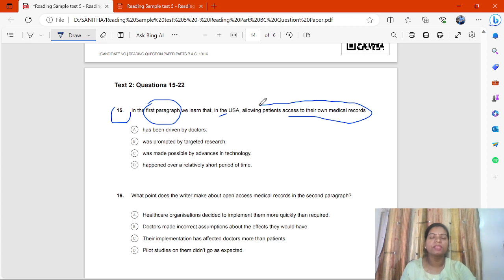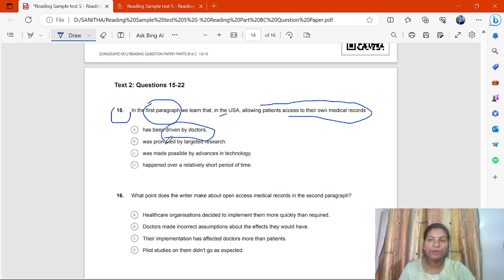What is it? Firstly, when you get the OET Reading passage, you have to read the question and understand what it is asking. You have to understand the meaning of the question properly, overall what it is asking. Then after that, you have to read the options. It has been driven by doctors.